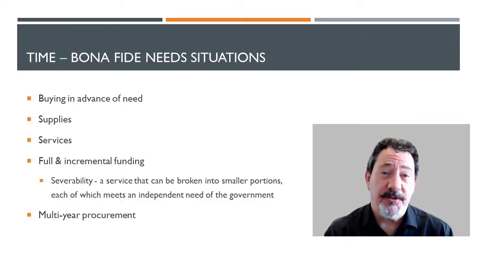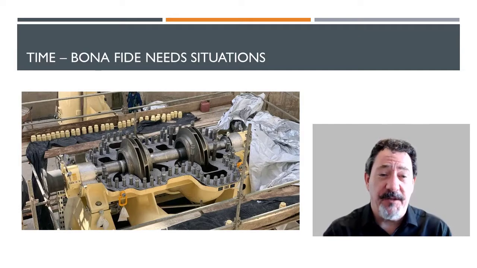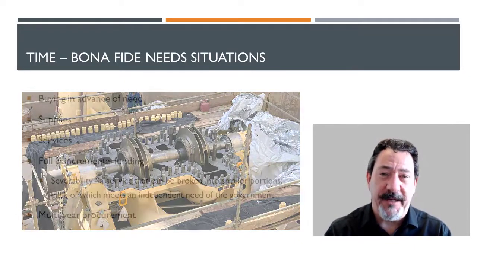Let's say we have a contract to overhaul a pump. We have a pump that's broken. We send it off to a repair place to repair it. That is not severable work. That work is entire. A partially repaired pump does me no good. The need of the government is only satisfied when a properly functioning pump is returned to the government. In these cases, we fully fund that contract.